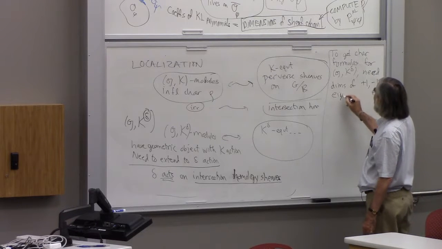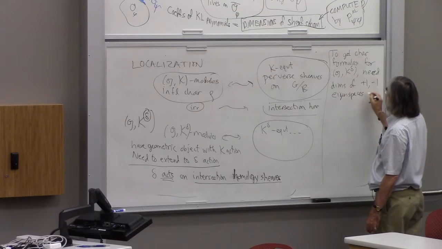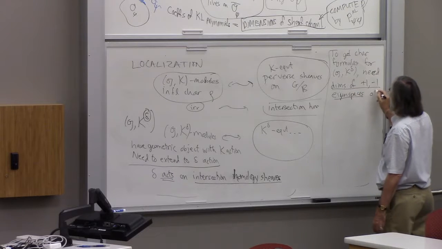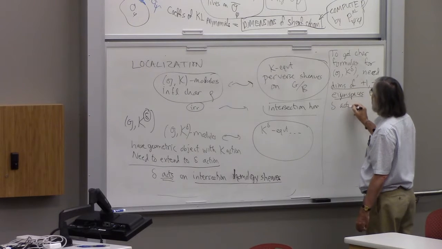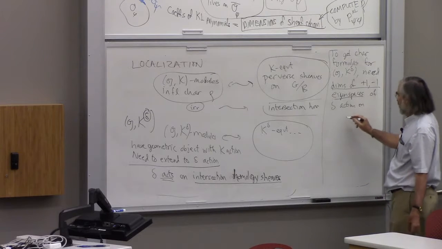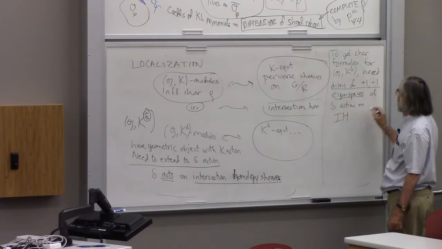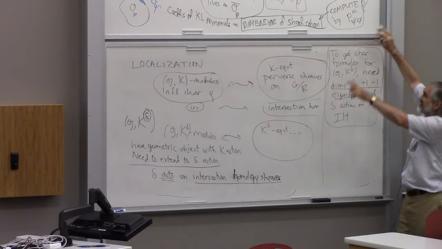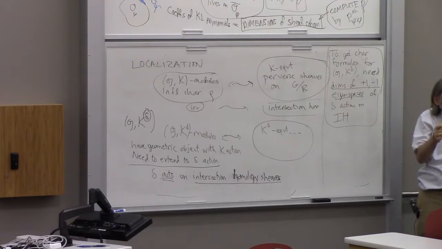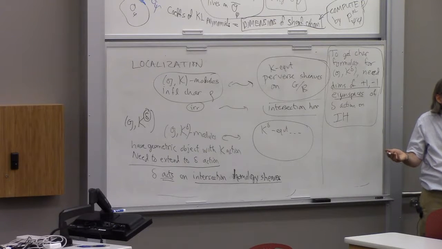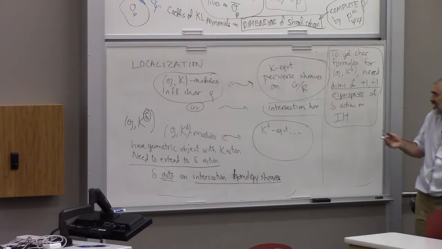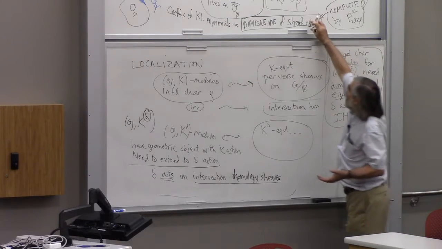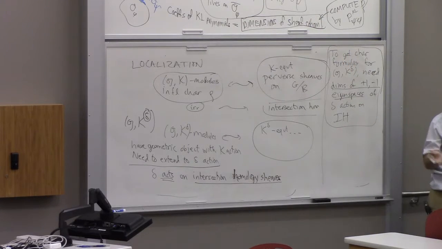-1 eigenspaces of the delta action on this intersection homology. So we've got this geometric setting, and this delta is acting as an automorphism on that setting, and so these geometric invariants pick up an action of delta, and you have to compute this.